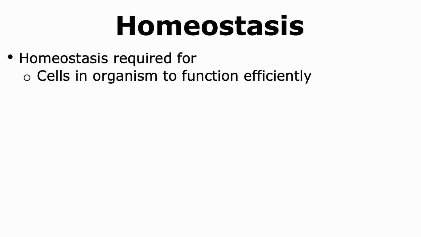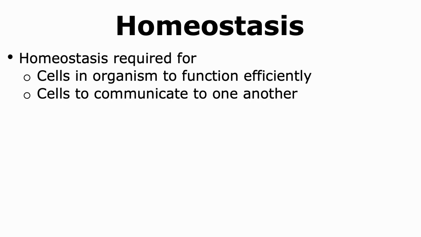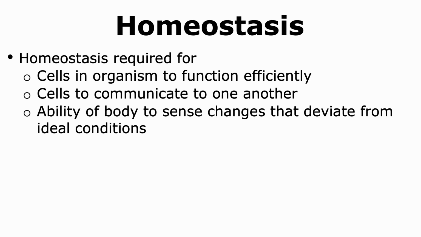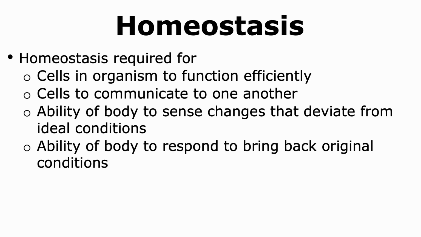Maintaining homeostasis is critical for the functioning of the animal body because homeostasis allows the cells that make up the animal body to function efficiently. It also allows them to communicate with one another efficiently. Homeostasis allows the body to sense changes that deviate from the ideal conditions. It also helps the body to respond to bring back the conditions to what they should be.